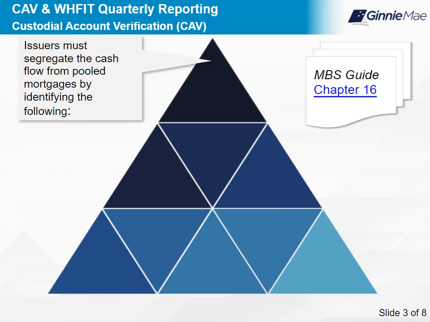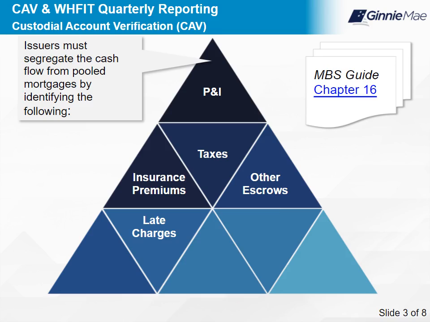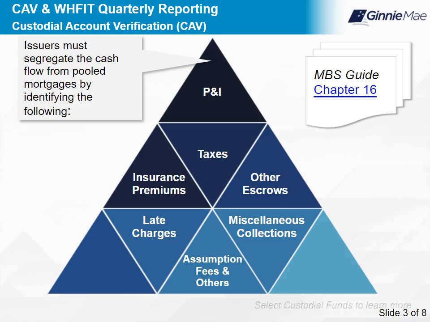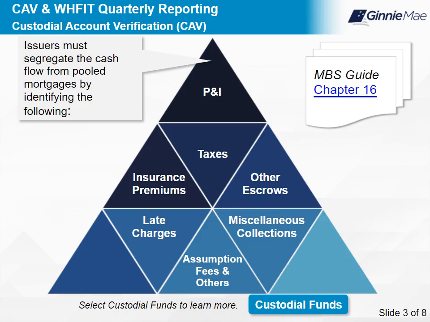flow from pooled mortgages by identifying principal and interest (P&I), taxes, insurance premiums, and other escrows, late charges, assumption fees, and any other fees or miscellaneous collections. Select Custodial Funds to learn more. When you are ready, select Next to continue.